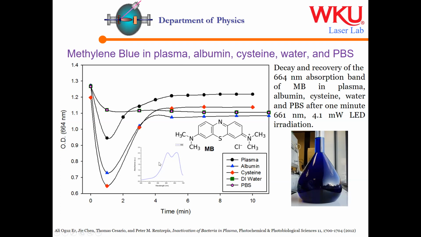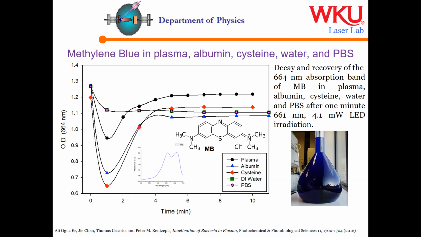So methylene blue, this is its UV absorption. You can see that it has this 660 nanometer peak, which corresponds to the red light absorption band. So when you look at the DI and the PBS, you can see that it keeps absorbing over time. However, methylene blue has been shown to be an ineffective bacterial killing agent, especially in human blood.